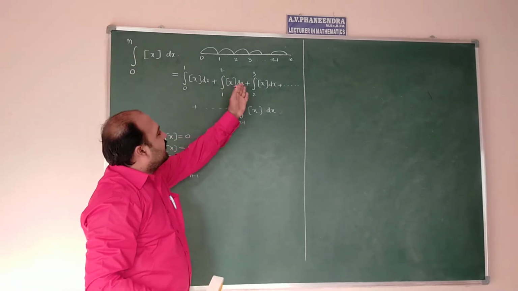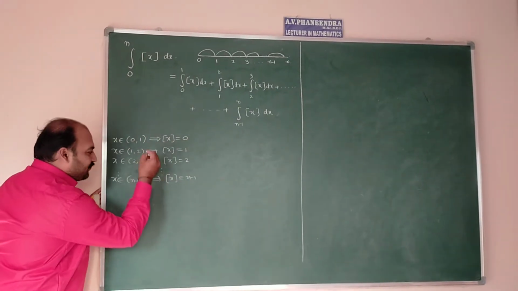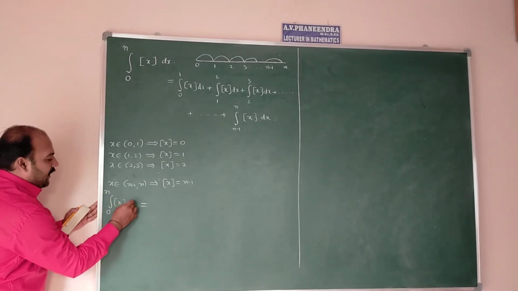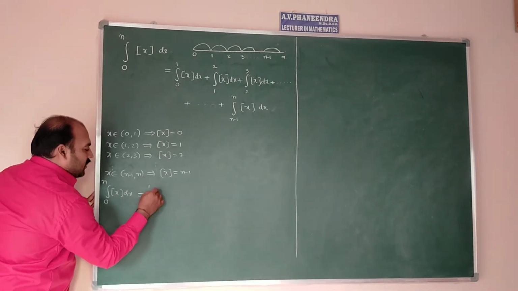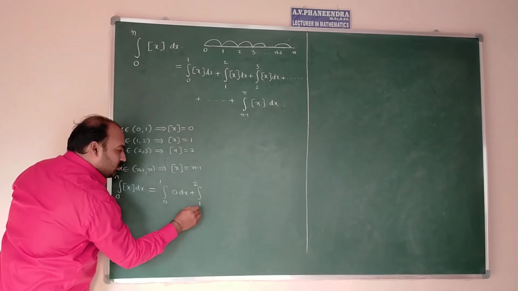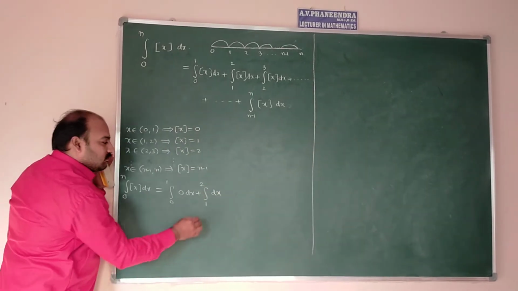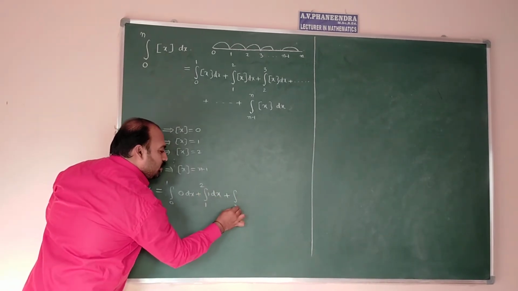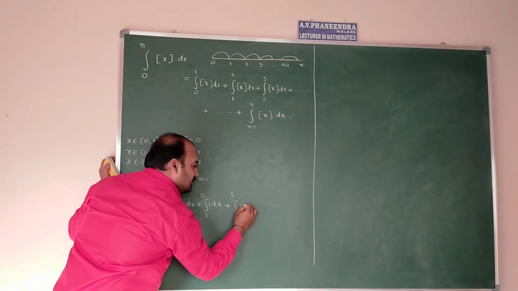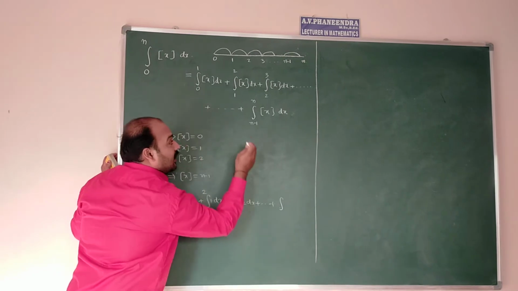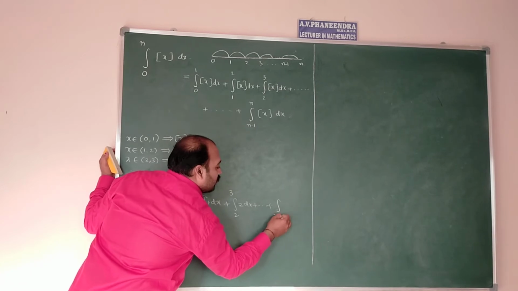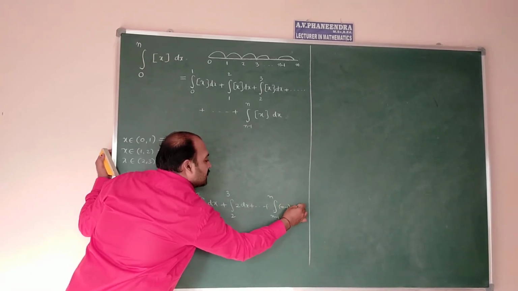So, wherever step x functions are there, you have to replace with these values. Integral 0 to n step x dx equals integral 0 to 1 of 0 into dx, integral 1 to 2 of 1 into dx, plus integral 2 to 3 of 2 dx, plus and so on, plus integral n minus 1 to n of n minus 1 into dx.